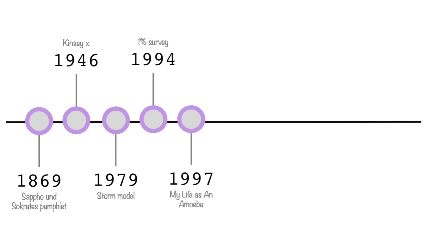In 1997, the article My Life as an Amoeba by Zoe O'Reilly was published. The importance of this article cannot be overstated because it was one of the first times that an asexual person had actually written about their experience.